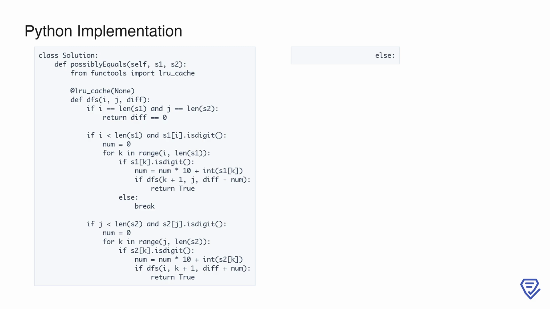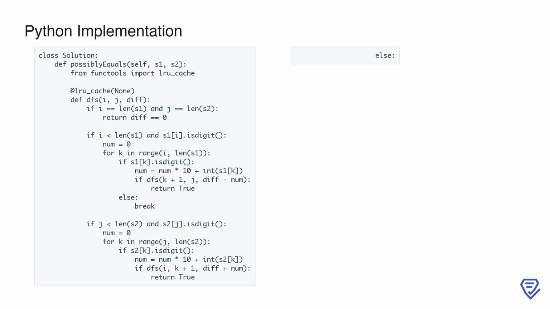Next, we handle the scenario where the current character in S1 is a digit. Using a loop, we construct the numeric value by iterating through consecutive digits and updating the number variable. If interpreting this number and moving forward in S1 results in a valid match, the function returns true.